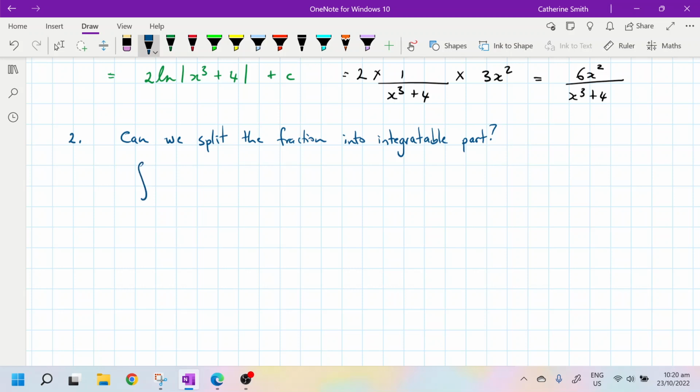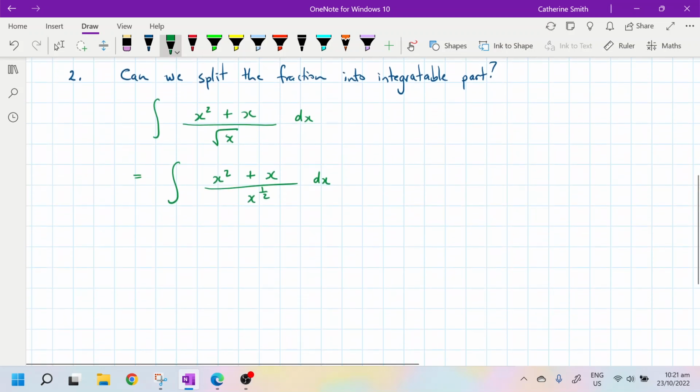Sometimes you get them and they look quite complicated. Let me change the colour. We're going to go x squared plus x divided by the square root of x. Right, whenever you see any surds, do make sure you change those into index form. So x squared plus x over x to the power of half.